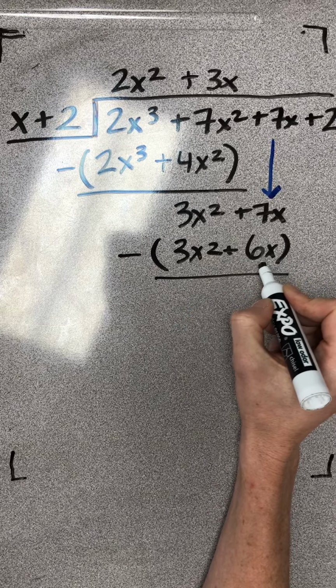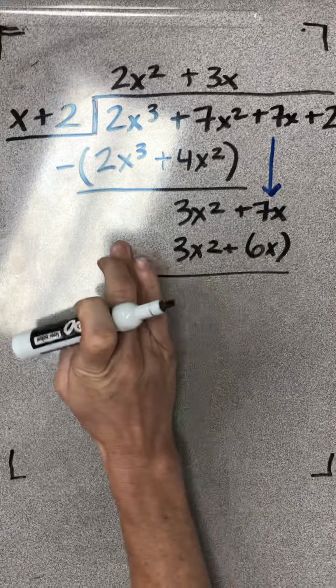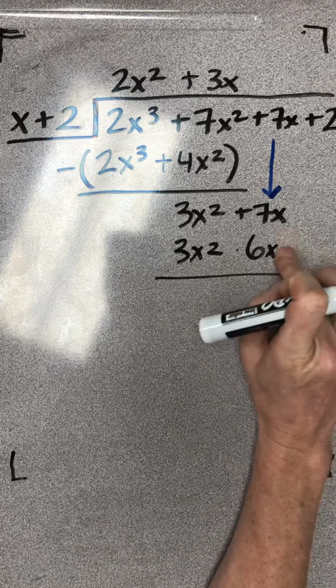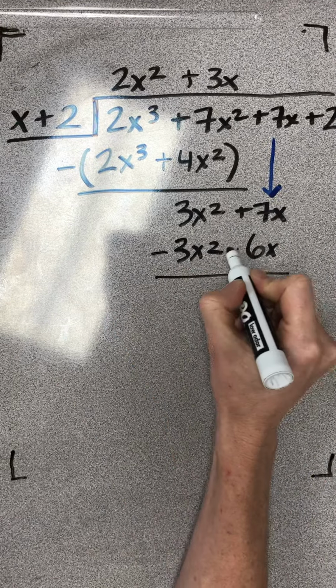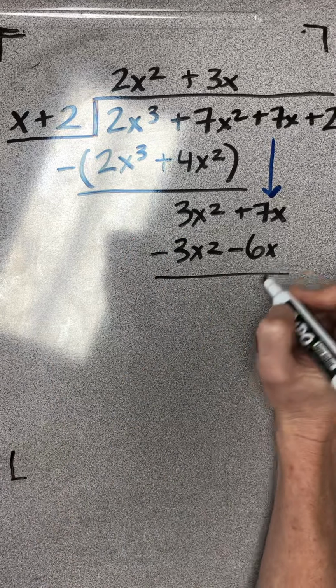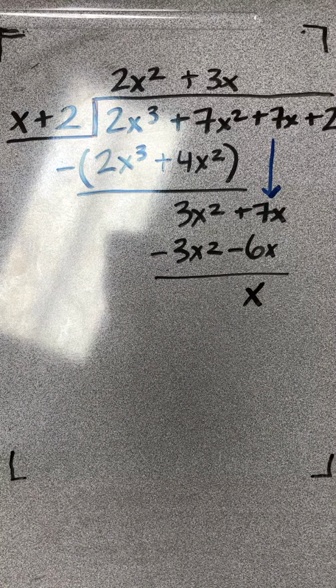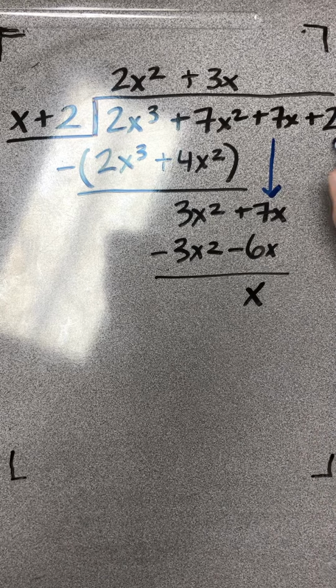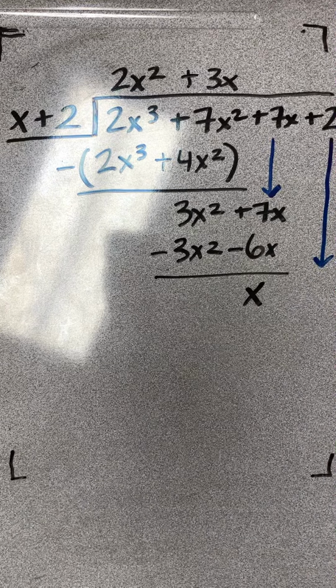7x minus 6x. And you may prefer to view it like this. You may prefer to say, okay, I'm subtracting all of this. Either way of showing it, this way or this way, is fine. I get an x right here. 7x minus 6x is x. I'm going to bring down this piece. And I've got plus 2.